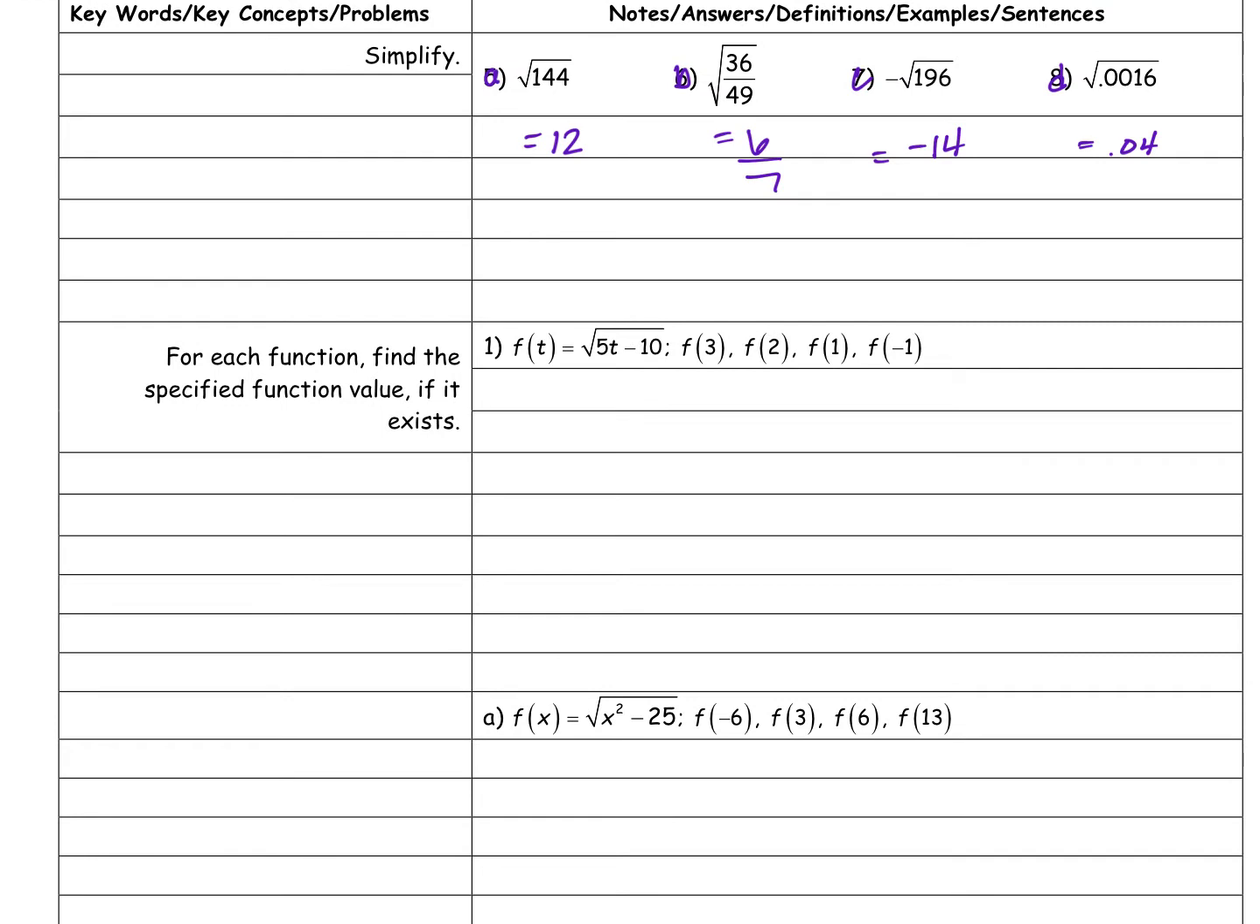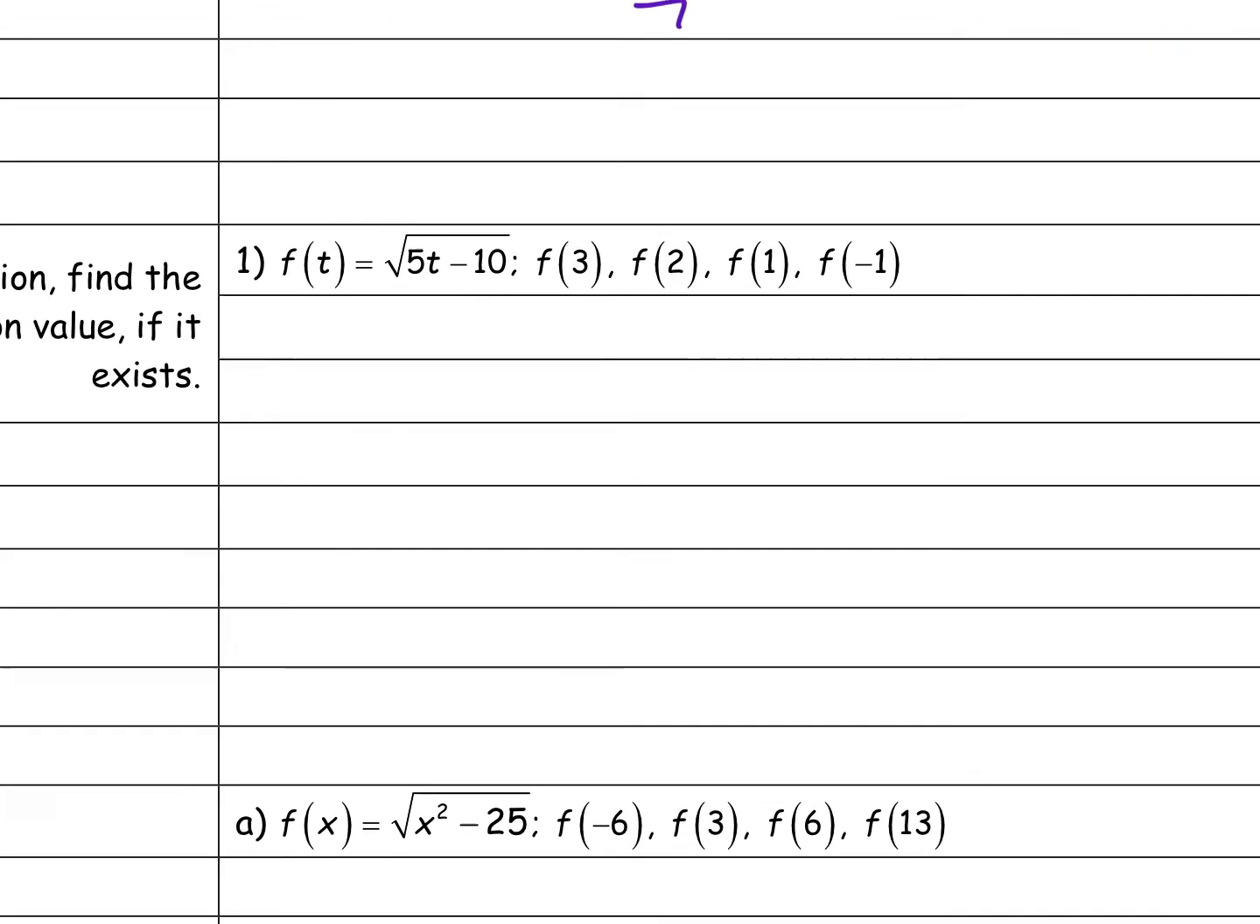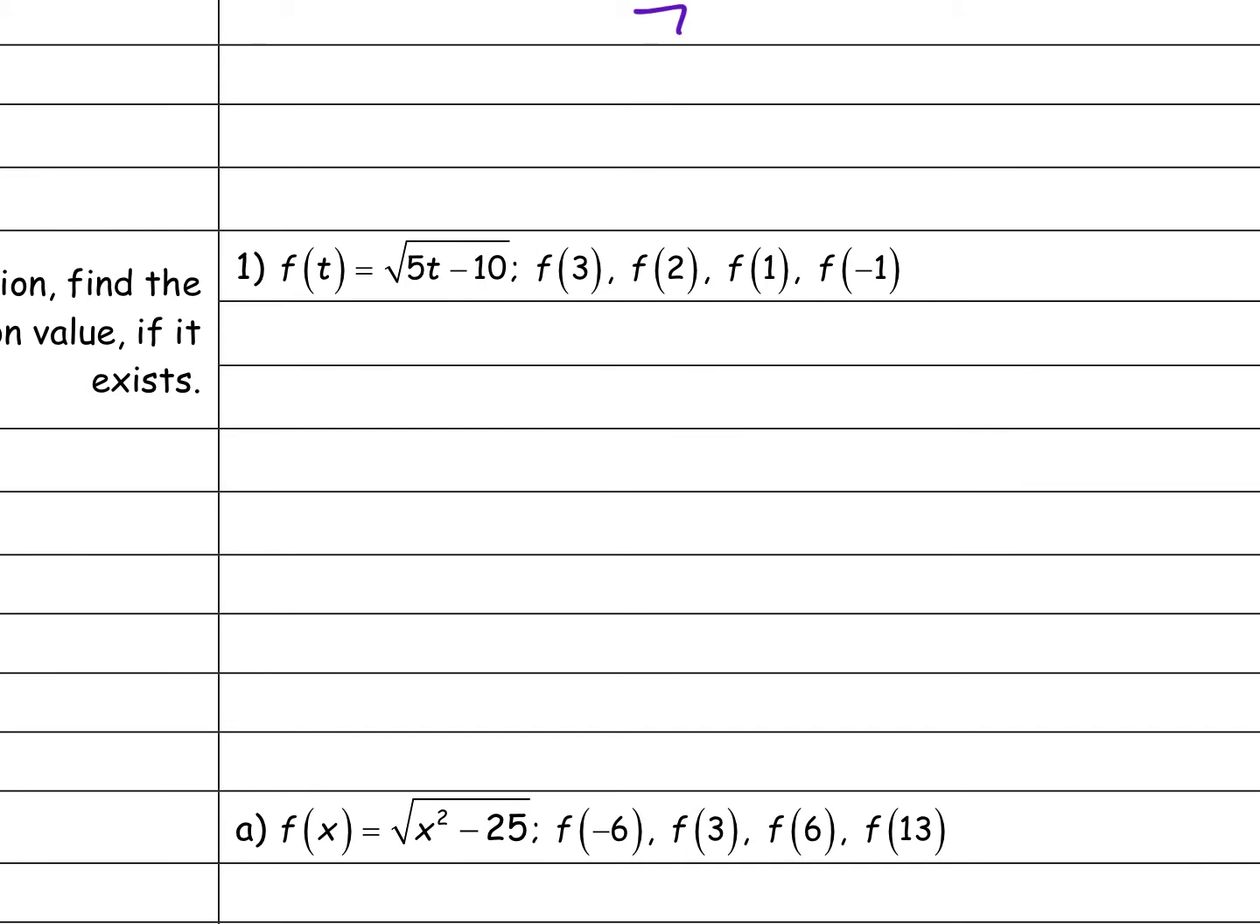So it says, for each function, find the specified function value if it exists. This is not one of those problems where I choose one of the F of 3, F of 2, F of 1, F of negative 1. I actually have to do it 4 times. Okay? So I'm going to find out what F of 3 is. So I'm going to take 3, right? And wherever there's a t in my function, I'm going to put 3. And then I'm going to do it with 2 and 1 and negative 1. And I'm going to see if it exists.